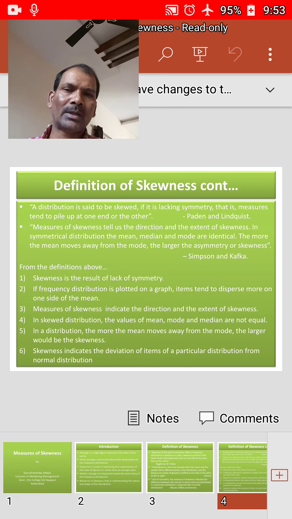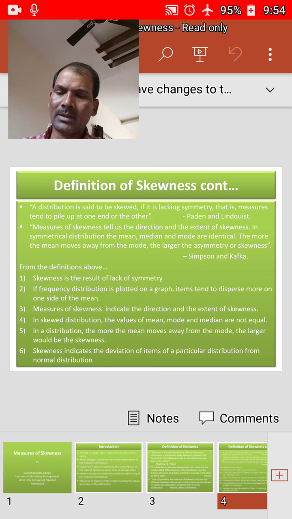When you consider two quadrants on a given paper, if you plot the graph, the first quadrant will have more or the second quadrant will have more. If in the first quadrant the values are more, in the second quadrant the values will be less. Next, measures of skewness indicate the direction and the extent of skewness: to what extent the skewness exists, and in which direction the skewness is found.